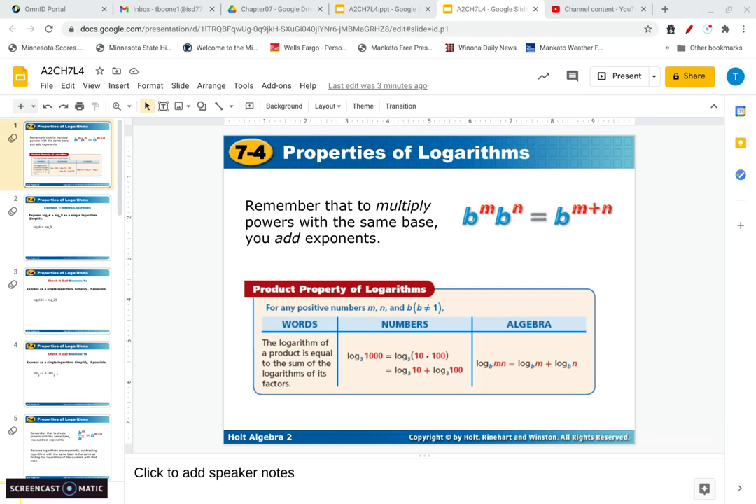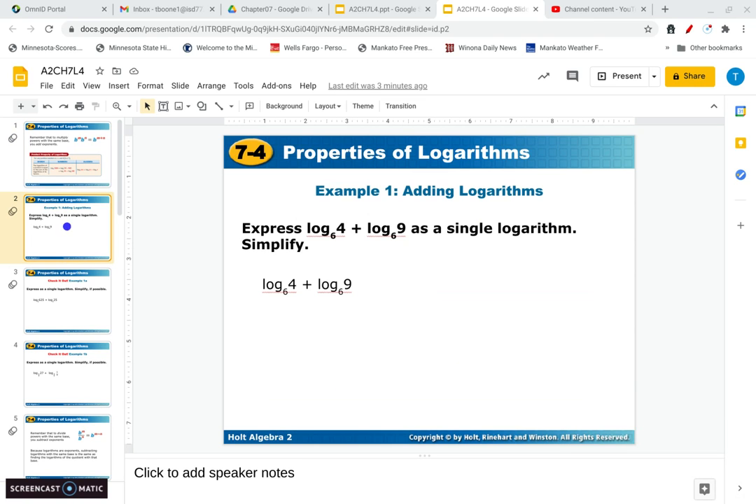So first thing we're going to talk about is that, remember, if you're going to multiply powers with the same base, you're going to add the exponents. Well, the same thing holds true with logarithms. If you have the same base and you're adding them, you can simply write it as a singular log and multiply the m and the n together. Okay, and that simplifies things. We always want to try to get it as a singular log if at all possible.